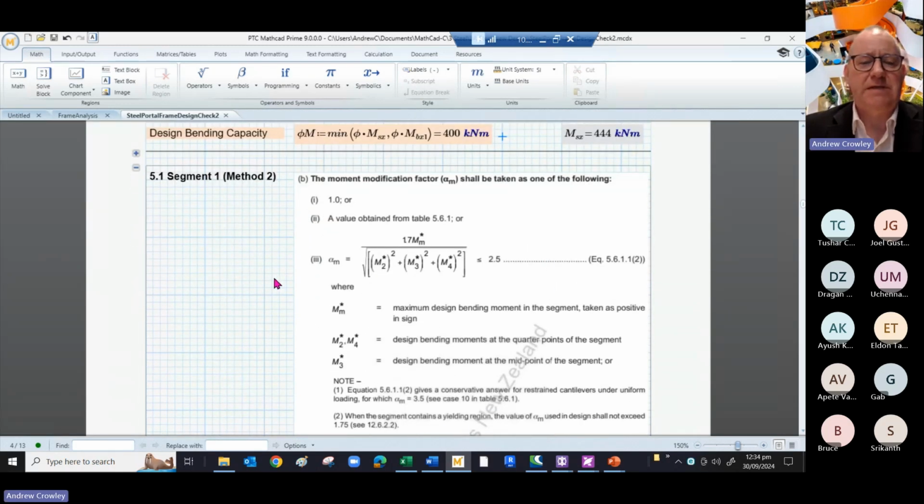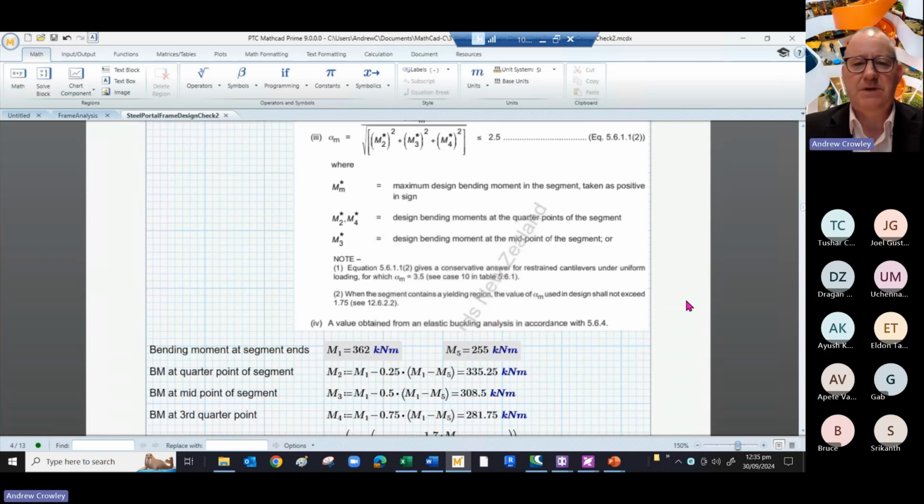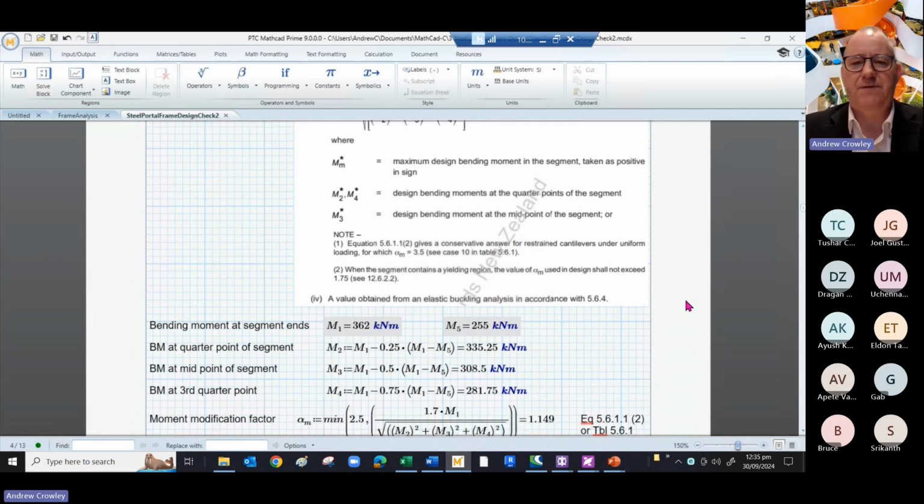Okay, that's relatively simple, honest. There is an alternative method given in the code. It allows you to derive the alpha m from this equation here. But you need to know what the moments are along your segments. So remember, your segment is the length of your rafter between restraints.